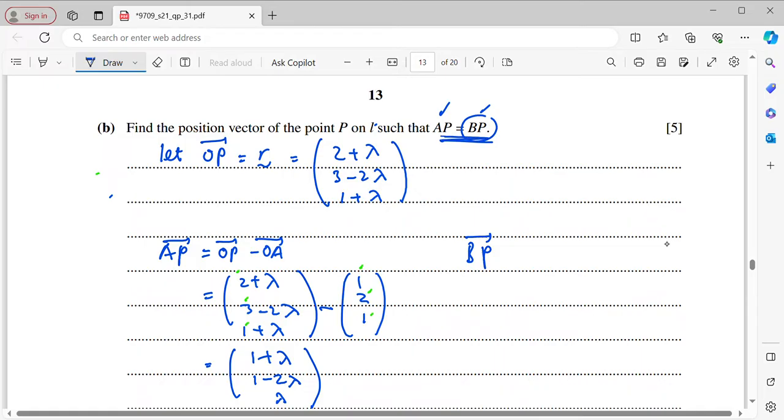Even though the question does not mention that these two are vectors, we know that AP is basically the length. Length of AP and length of BP. The length of AP you can get from the vector as well, so you can refer to the vector as well. So length of AP is the same as length of BP. Or in other words, vector AP is the same as vector BP. I should say it like that, so I'm referring to the vectors instead of the length.